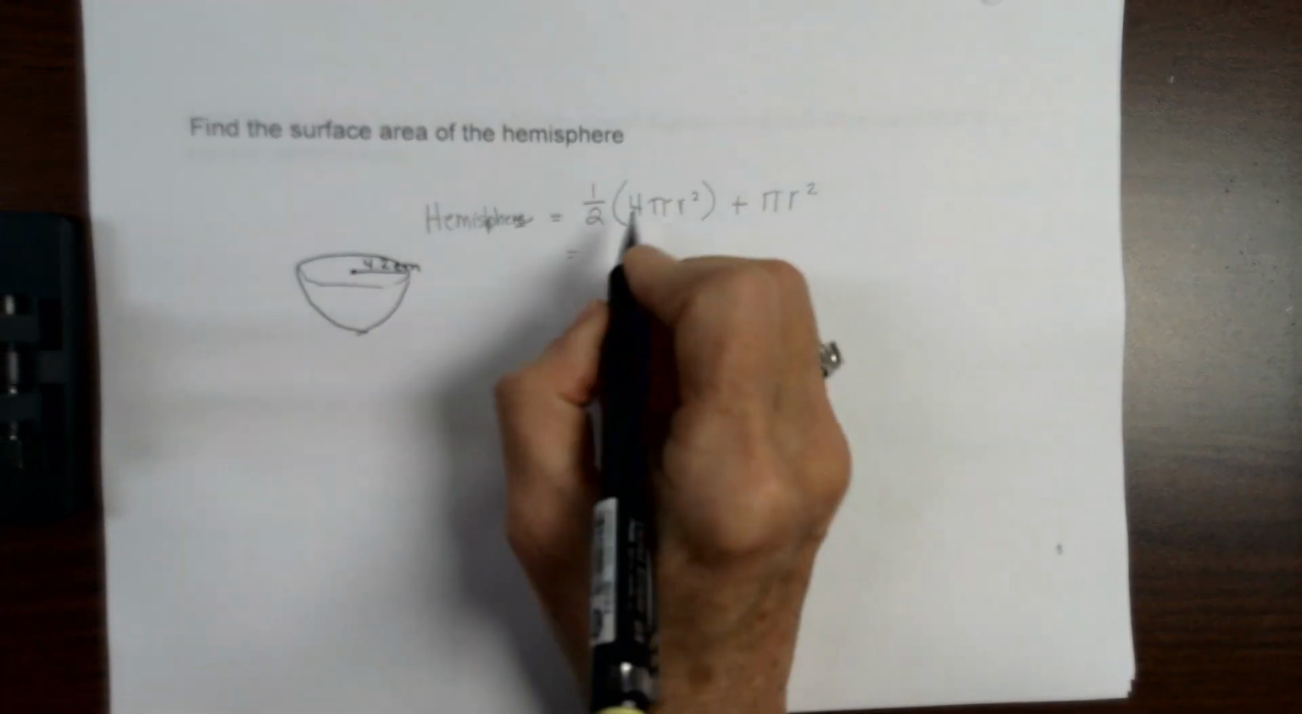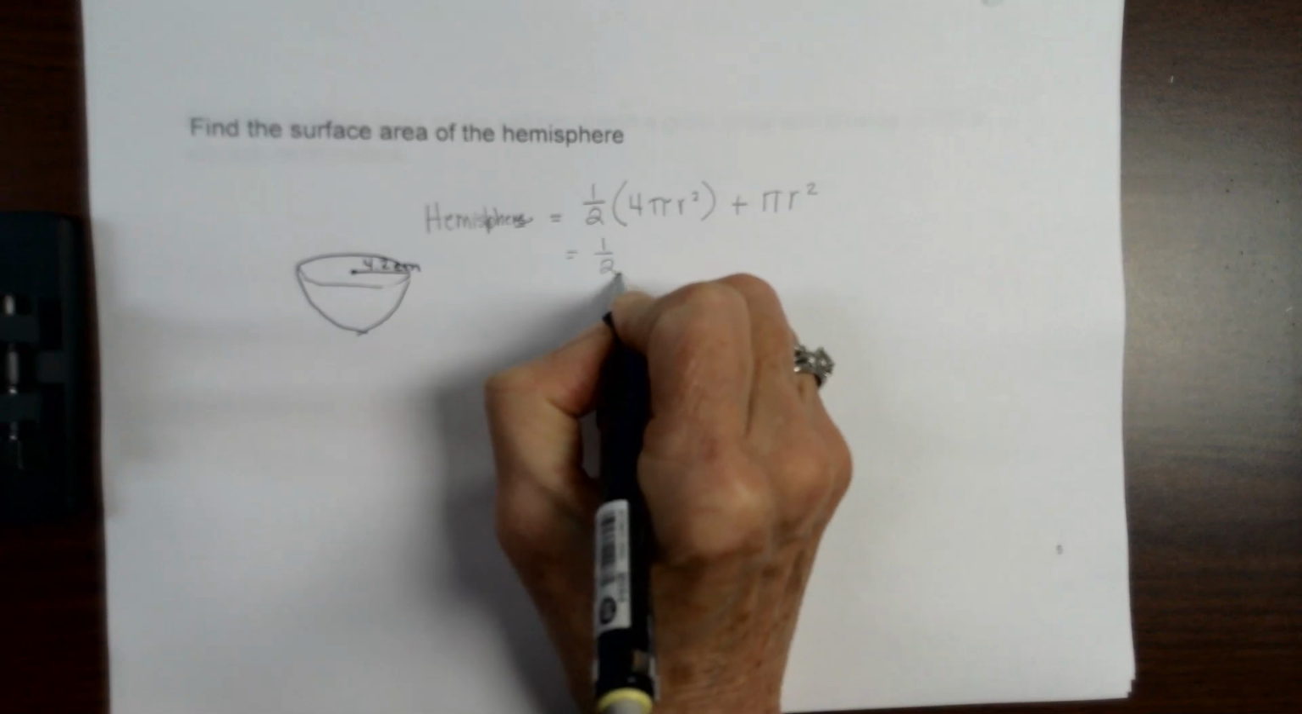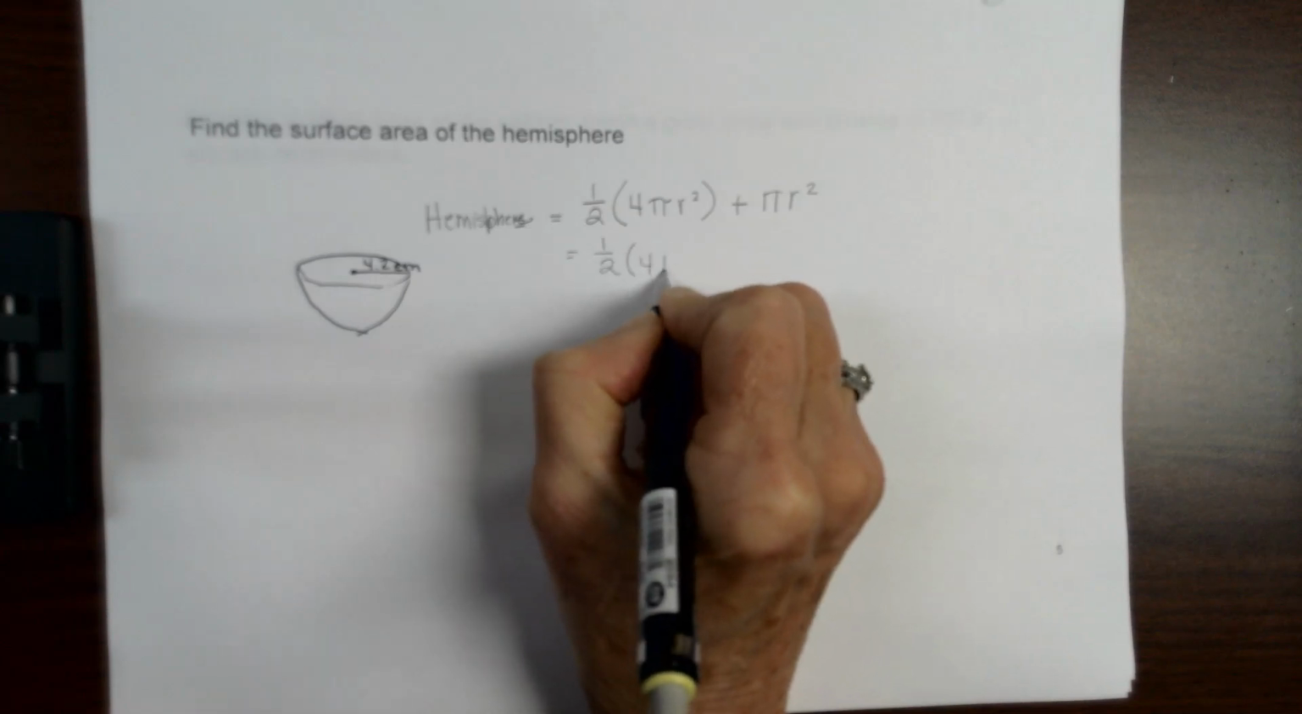So I've got a radius of 4.2. I just basically have to plug in.